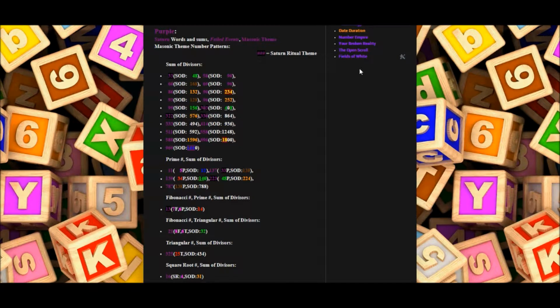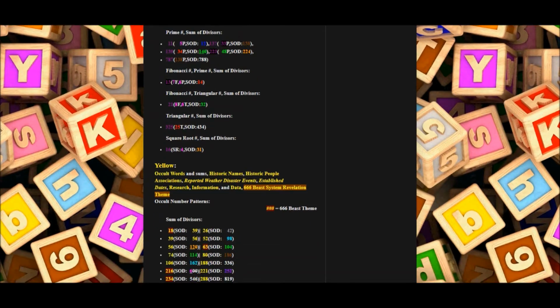So anyway, then we have purple, which is Saturn words and sums, failed events, Masonic theme. Number patterns are as follows, and these are basically repeated numbers that the Masons seem to like for various reasons, and they use them over and over again, like in different scenarios. When you decode them, you'll see these numbers pop up more so than other numbers.